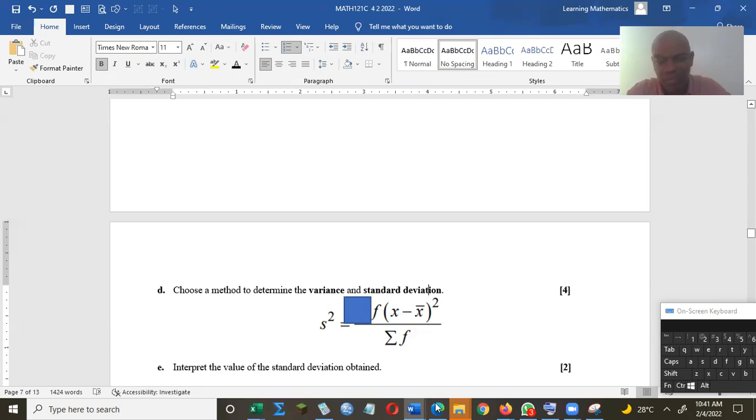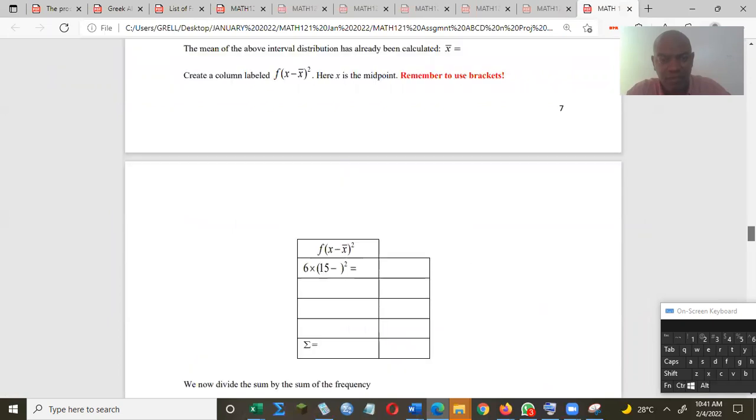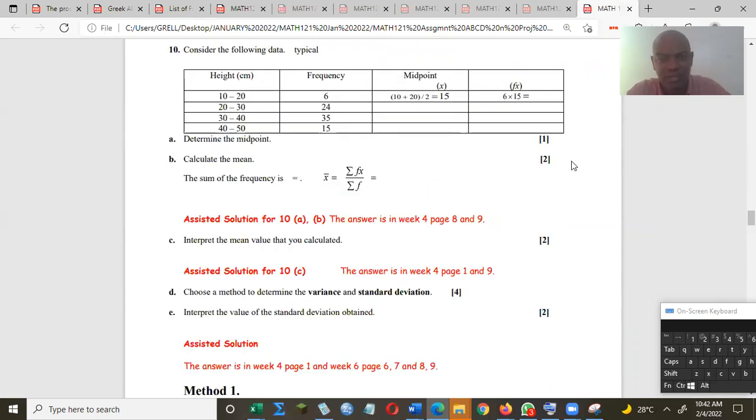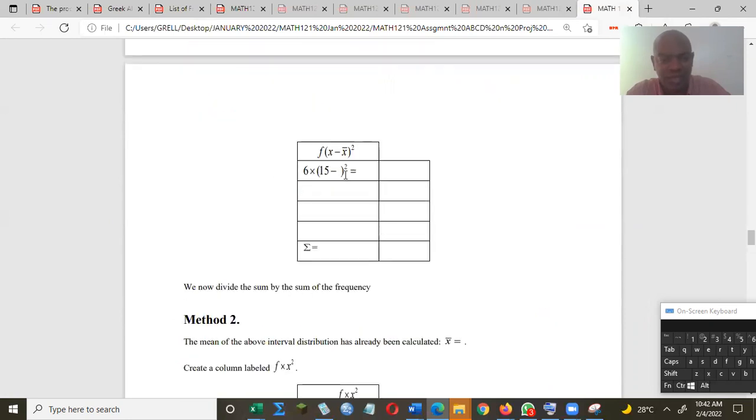Oh, by the way, if you go into the assignment, it already gives you a head start for method number 1. Here's the table, here's the heading already. F times open bracket 15, okay? Because it appears that 15 is the first midpoint, 15 is our X, okay? And minus the mean, whatever you got for the mean, and then you complete and you do this gently for each one of them, okay?